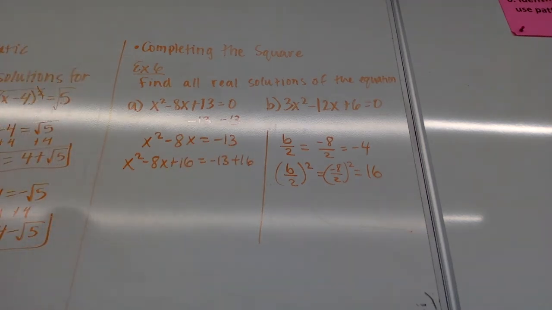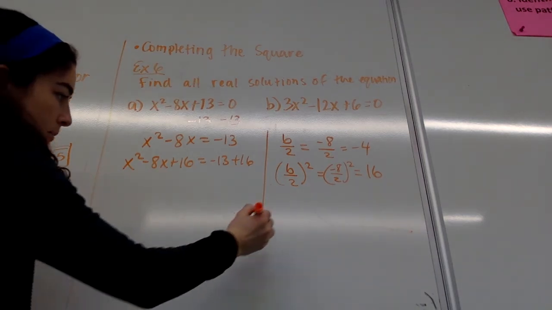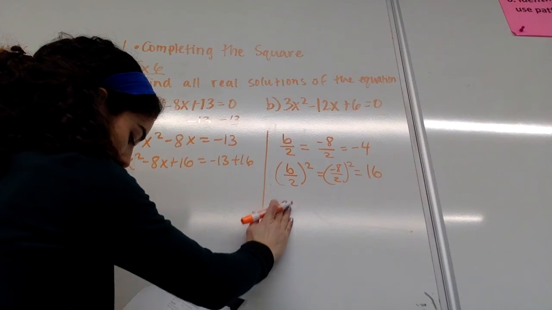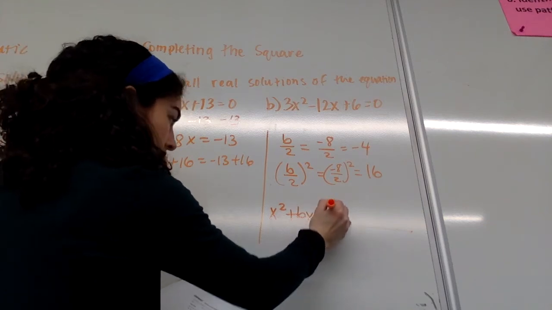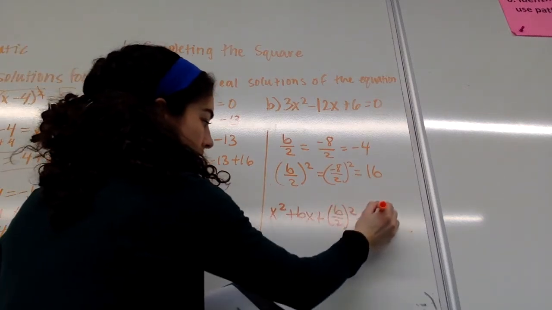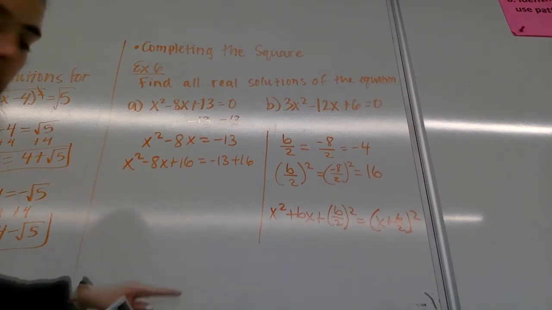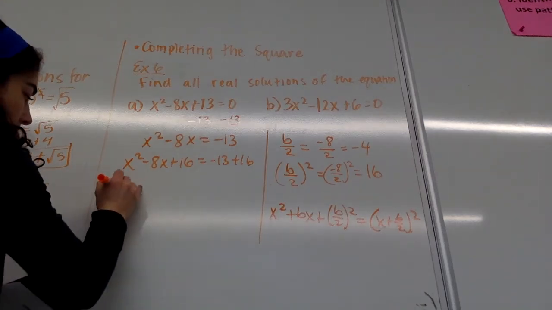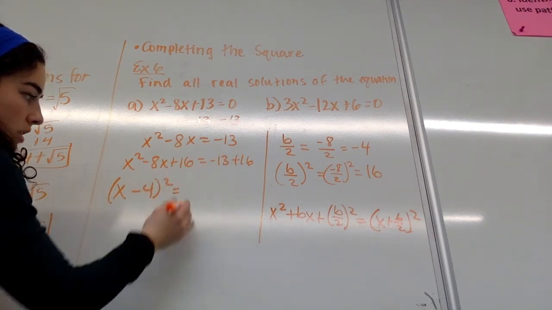Okay, and then it says that once you do that, you can actually rewrite this side as x. So let me rewrite the equation we had for completing the square. x squared plus bx plus b over 2 squared, which we have over here, is the same thing as x plus b over 2 squared. Okay, so I'm going to rewrite it as x plus b over 2 squared. So that's going to be x, and then b over 2 is negative 4, so x minus 4 squared, and then this side just simplifies to 3.